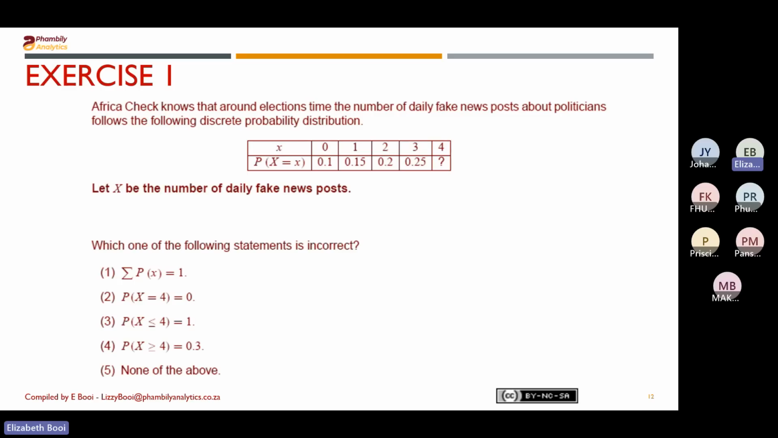Number 1 says the sum of all probabilities is equal to 1. Number 2, the probability that X is equal to 4. Number 3, the probability that X is less than or equal to 4. Number 4, the probability that X is greater than or equal to 4. And number 5 says none of the above. We're going to do this together, step by step. The first thing, let's calculate the value of the question mark and let me know what the answer is.